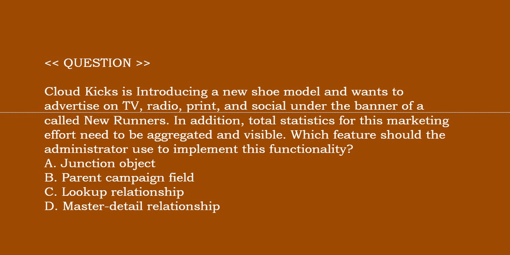Option A, junction object. Option B, parent campaign field. Option C, lookup relationship. Option D, master-detail relationship. Correct answer is option D.